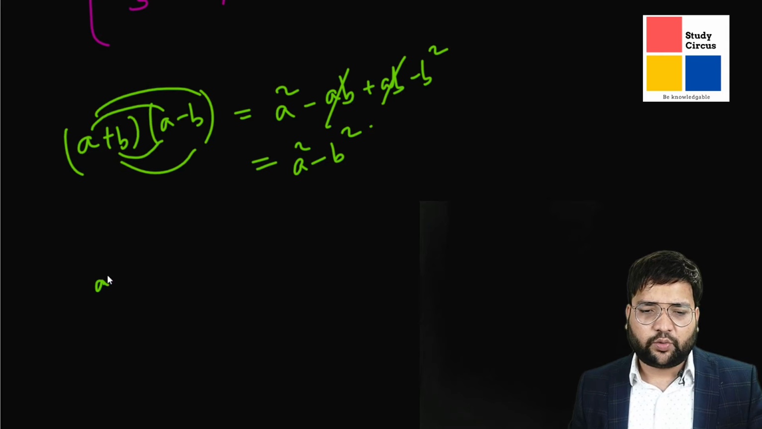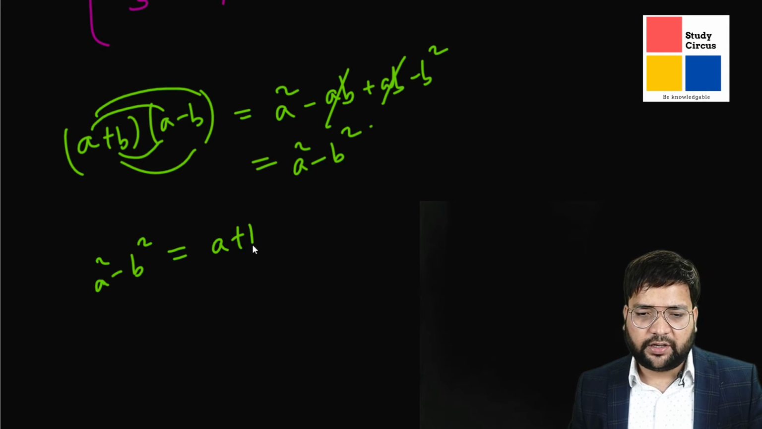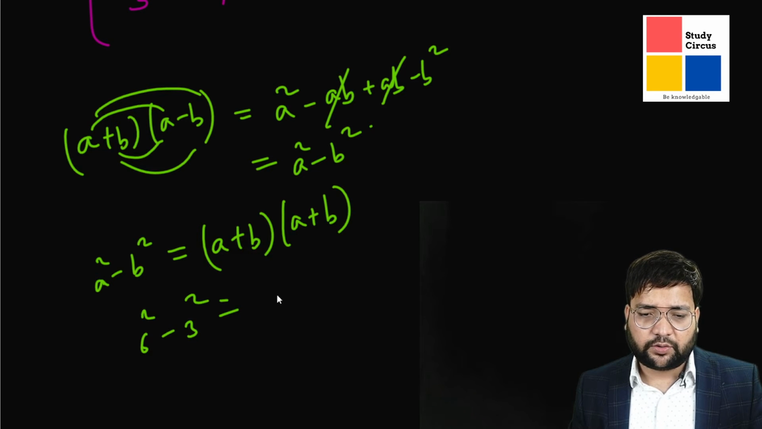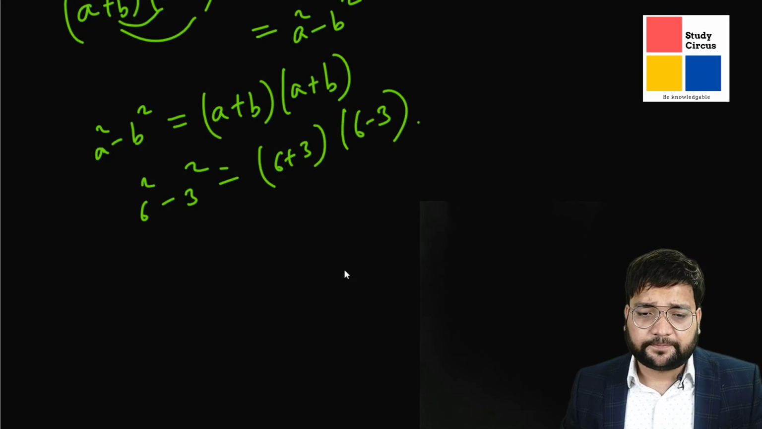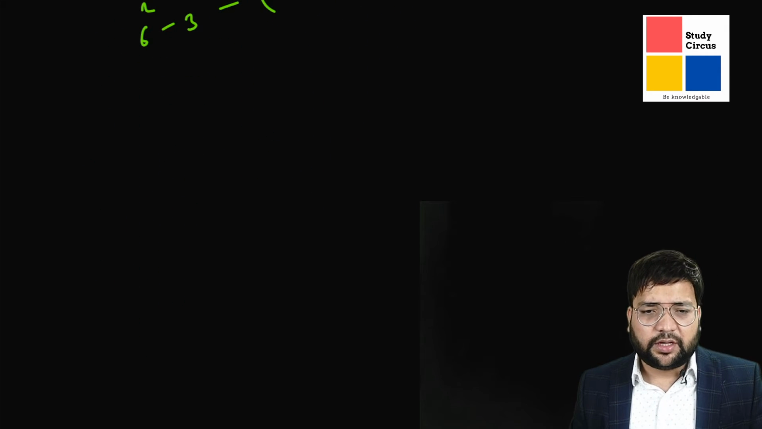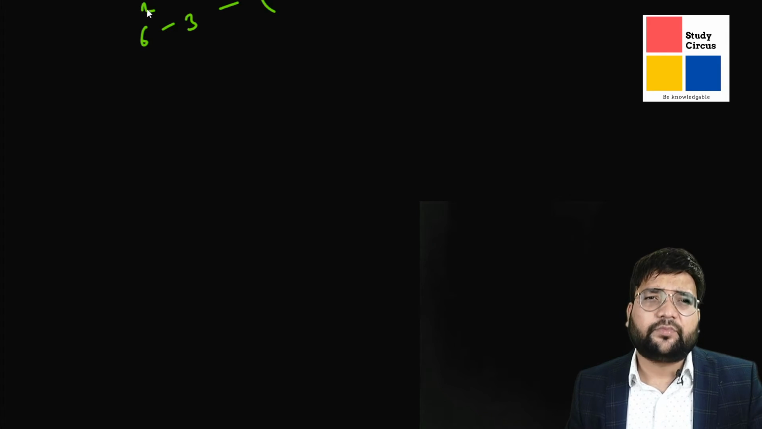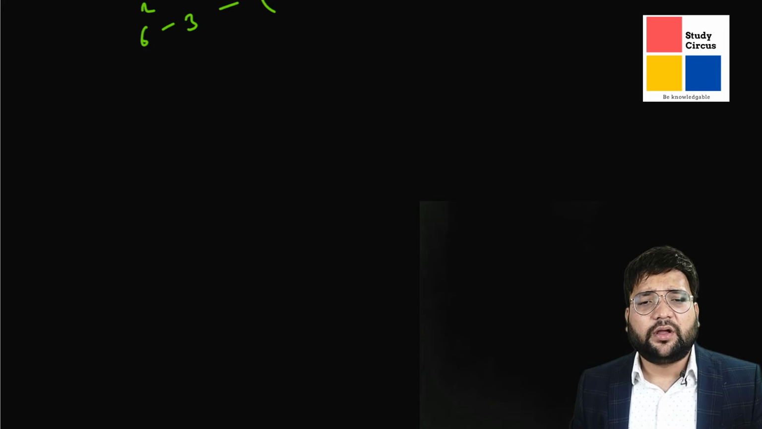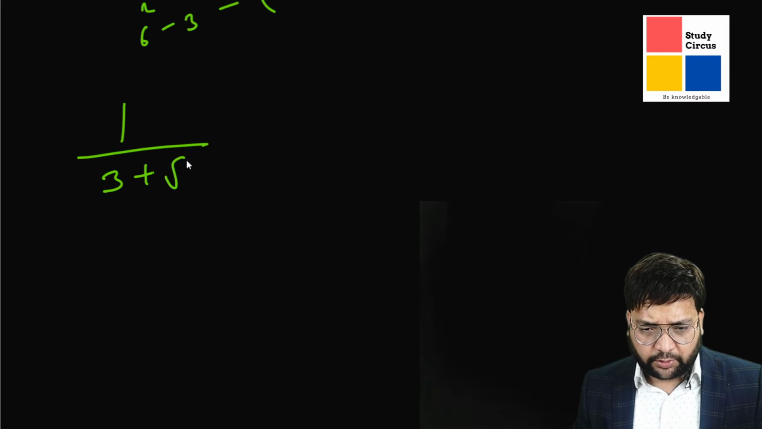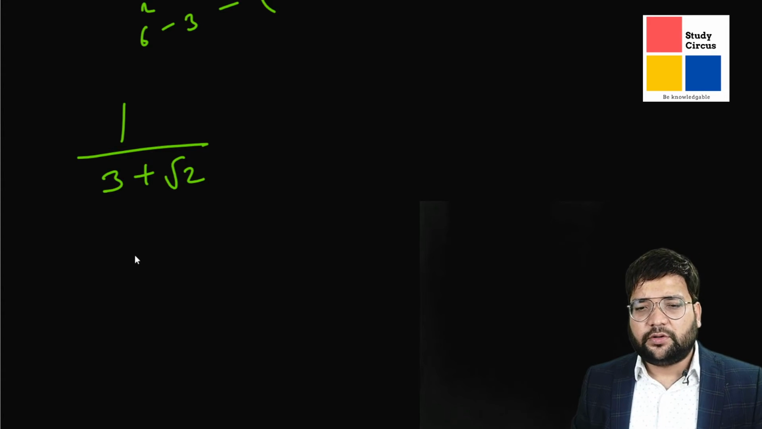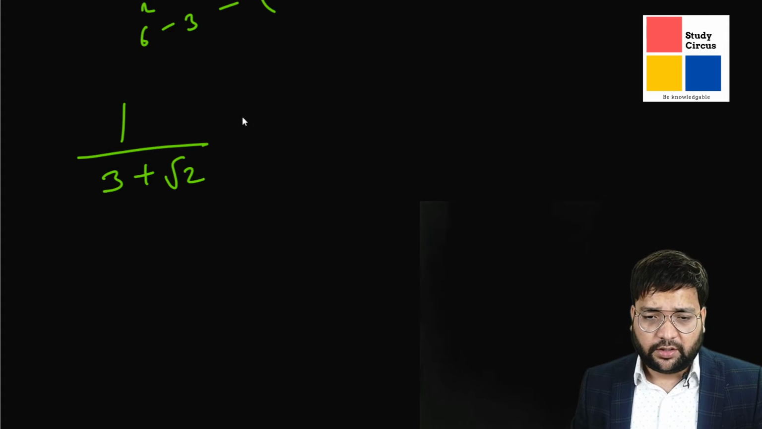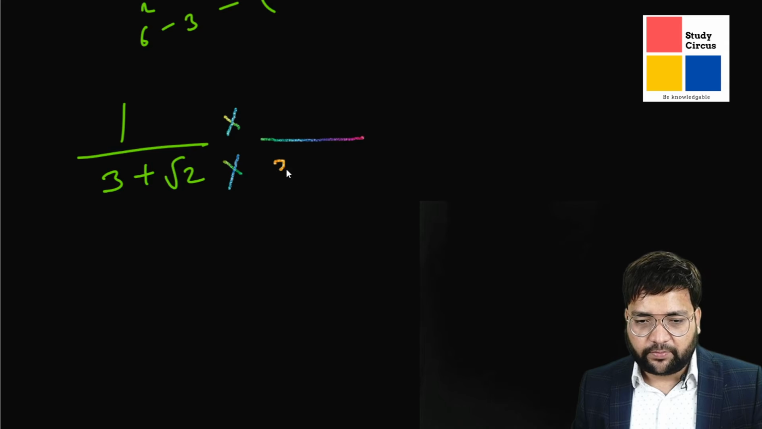So a square minus b square can be factorized, can be written in the form of a product of its factors, like this. So 6 square minus 3 square is 6 plus 3 times 6 minus 3. This is the basic identity that we'll use. So what do we mean by rationalization? That means the denominator of the fraction representation we are going to make rational. For example, 1 upon 3 plus root 2. The numerator is a rational number, but the denominator is an irrational number. So we'll use the same identity, multiply by 3 minus root 2 here also. So essentially this is 1, right?